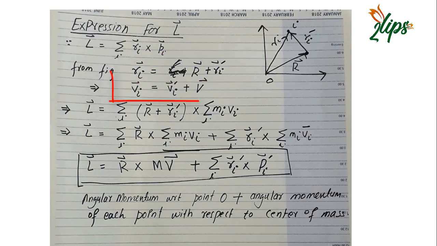If I differentiate this expression, I get this relation, where Vi is the velocity of the ith particle with respect to the origin, Vi prime is the velocity of the particle with respect to the center of mass, and V is the velocity of the center of mass. So now these are the values which we have obtained. Putting the value of Ri in the above equation, and also putting the value of momentum, Pi equal to Mi into Vi, I get this expression.